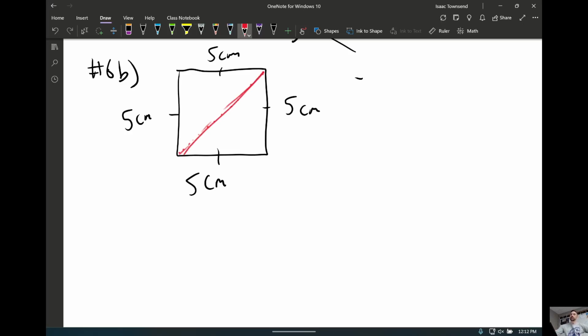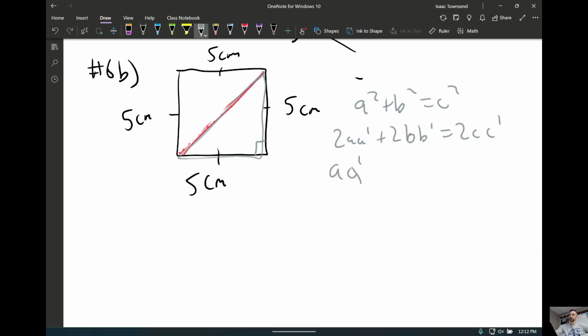So for this, you need to focus in on the right triangle. A squared plus B squared equals C squared. Take the derivative. Maybe divide everything by 2 to make it look a little bit nicer. Is everybody okay with this so far? For part B, you know why I'm using the Pythagorean theorem?